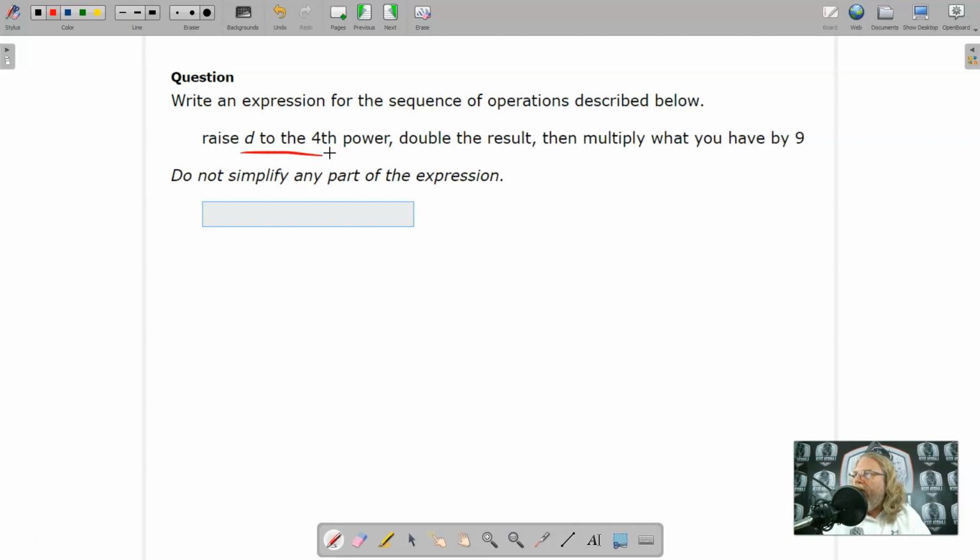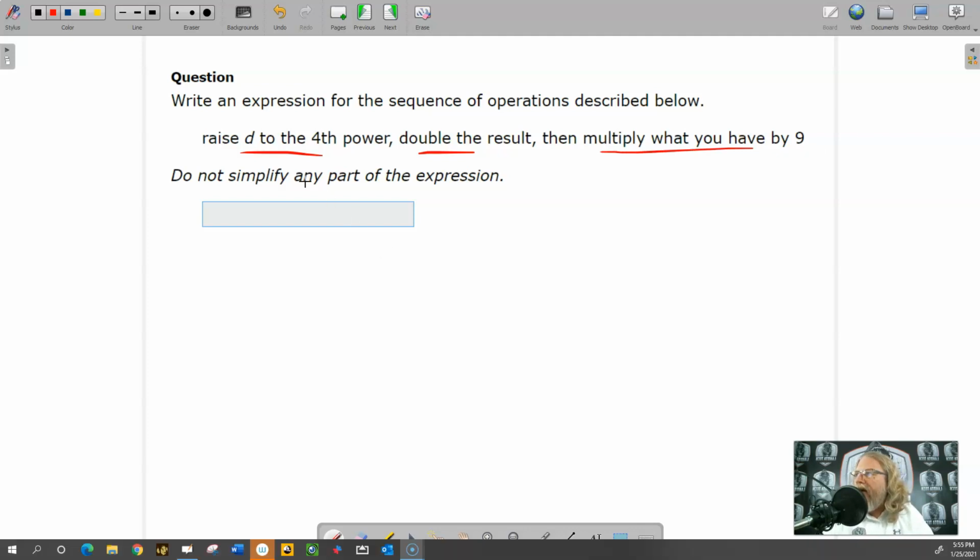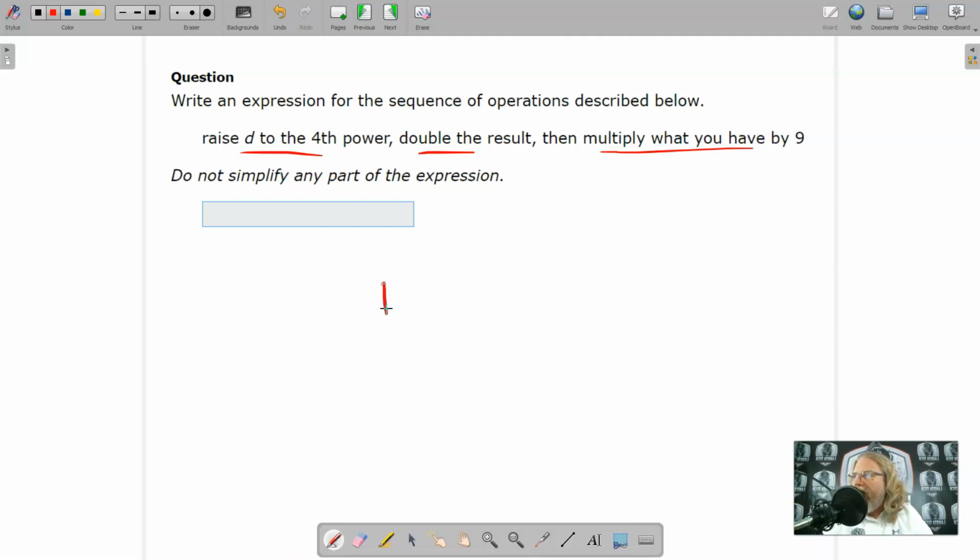Raise d to the 4th power, double the result, then multiply what you have by 9. All right. Let's go ahead and raise d to the 4th power. So we take d and raise it to the 4th power. Double the result. So let's go ahead and put that in parentheses and put a 2 out here, right? Doubling the result, multiplying by 2. Then multiply what you have by 9. So let's put another set of parentheses here and put a 9 over here.